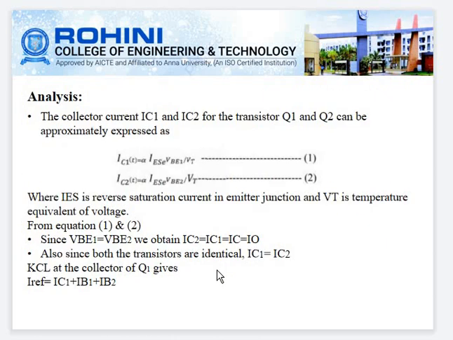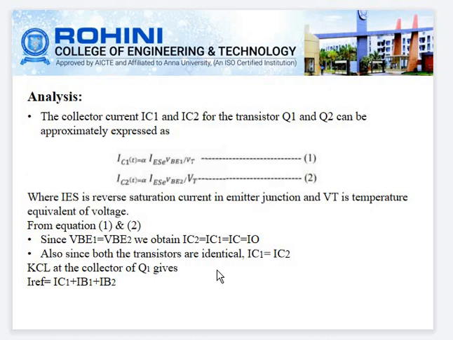Analysis. The collector currents IC1 and IC2 for the transistors Q1 and Q2 are expressed as IC1 is equal to alpha into emitter saturation current IES into e power VBE1 by VT, and IC2 is equal to alpha into IES e power VBE2 by VT, where IES is the reverse saturation current in the emitter junction and VT is the temperature equivalent of voltage. From equations 1 and 2, VBE1 equals VBE2 and IC1 is equal to IC2, which is equal to the collector current IC, equal to the output current I0. Here both the transistors are identical, so the collector current of Q1 equals that of Q2.